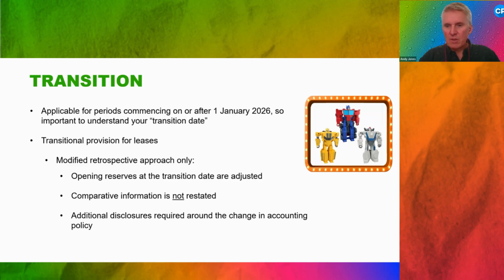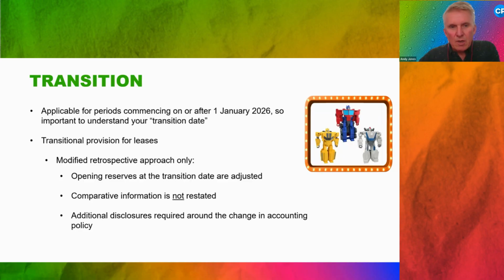Your opening reserves at that transition date are adjusted. The comparative information is not restated at all. You just do an opening reserves adjustment, and then obviously there are some additional disclosures around the change in accounting policy, how you've done the calculations, assumptions that have been used, and things like that. But essentially, comparative information isn't changed. It's just an adjustment to the reserves. And I'll come on to show you an example of what this looks like.